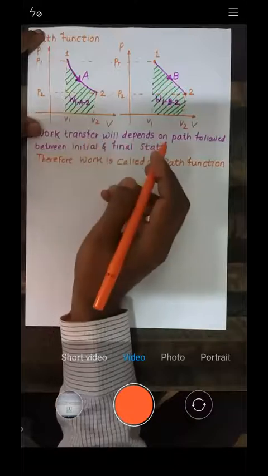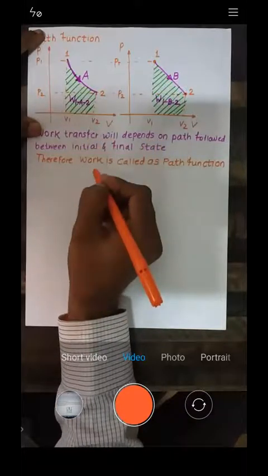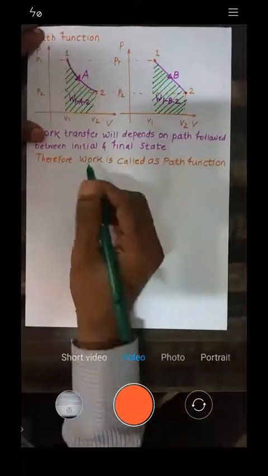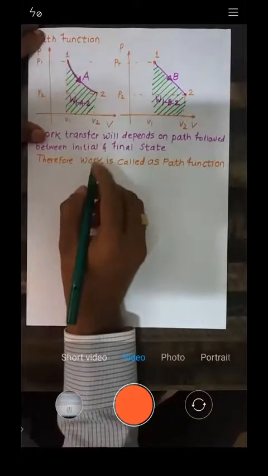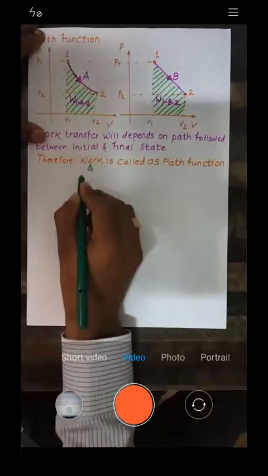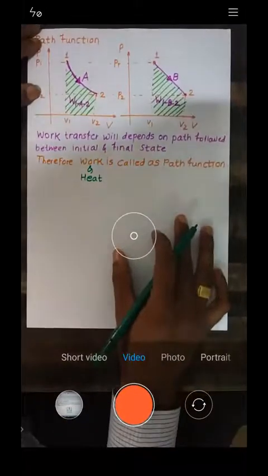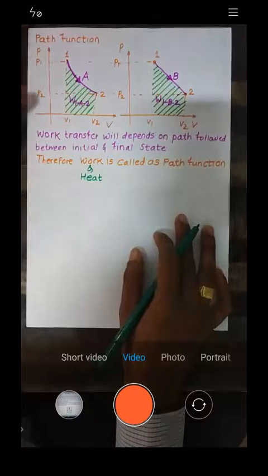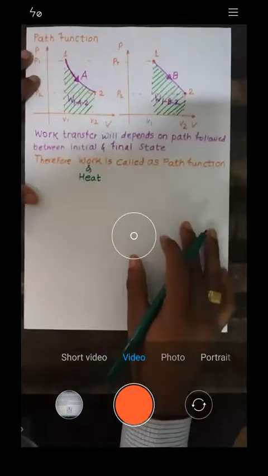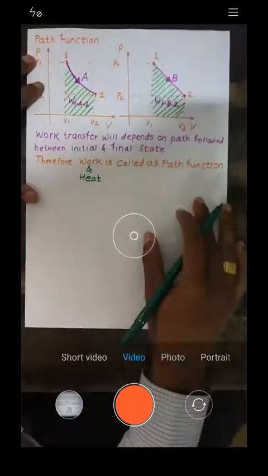Similarly, work as well as heat. Try to understand. I will write down here. Work and heat. So work and heat are called path functions. Work as well as heat is called a path function. Now you might feel, sir, why is heat a path function?